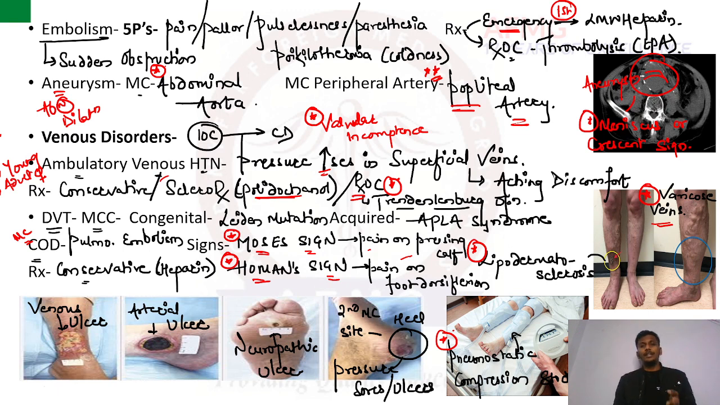Then if you talk about the treatment of deep venous thrombosis, usually it is conservative management. It is usually managed with anticoagulants, and the most preferred one would be heparin. A low molecular weight heparin can be given for these patients to prevent the extension of the thrombus. So the treatment of choice for DVT patients is usually conservative. In some cases, if the patient presents with embolism, then thrombolysis would be indicated.